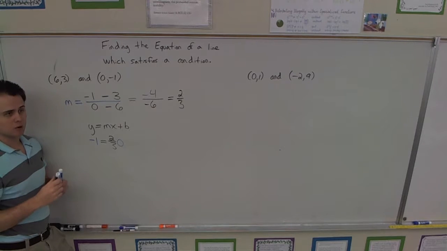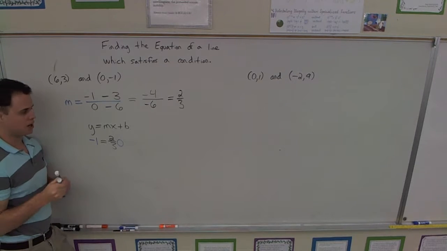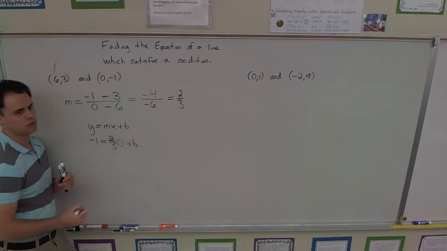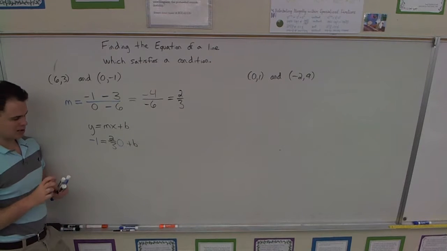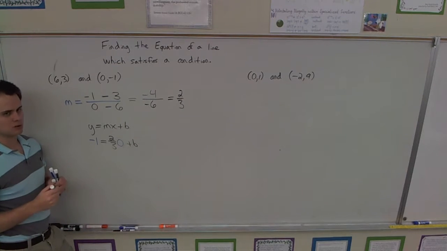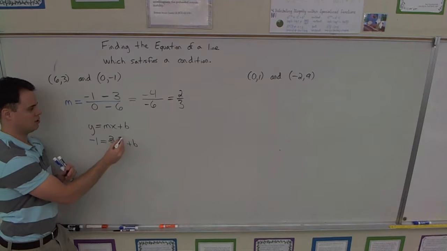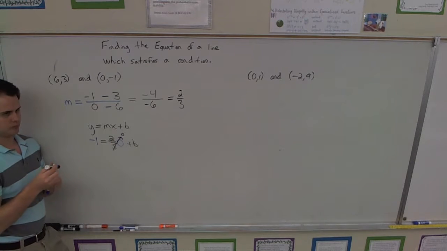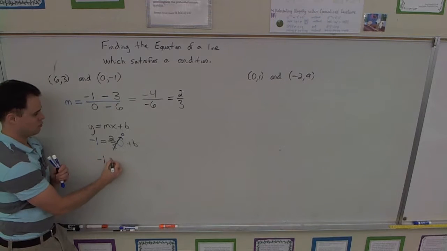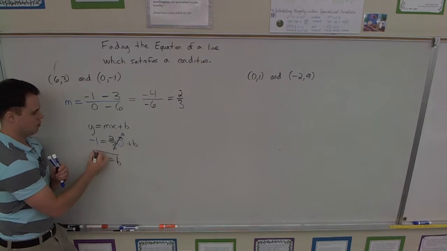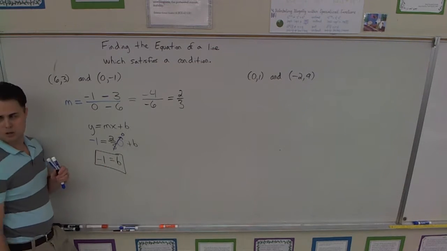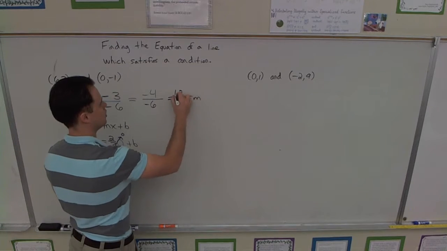This is like an ingredient problem. You're sticking in one ingredient at a time. I don't know what b is yet. Now I'm going to solve for it. The nice thing about picking 0 in this problem is what's 0 times 2/3? It's gone. I'm going to say it goes to 0. So all that's left is -1 equals b. There's my second ingredient. My first ingredient was up here all along.